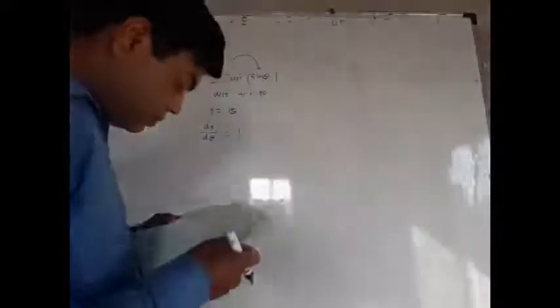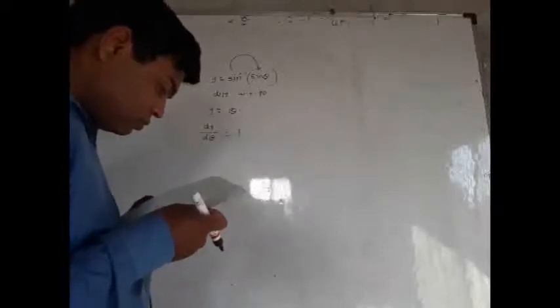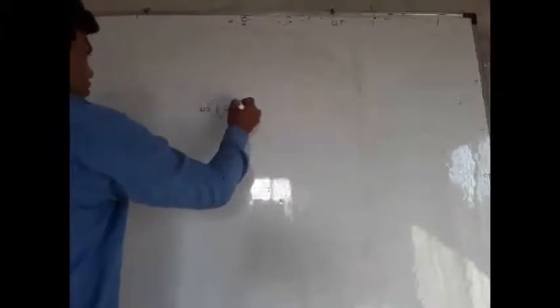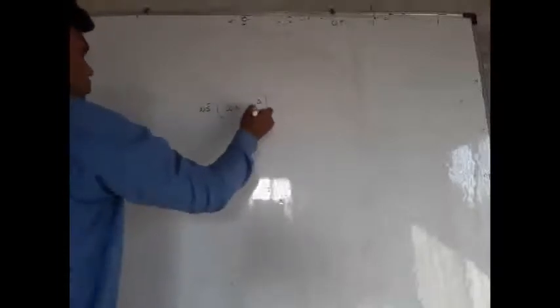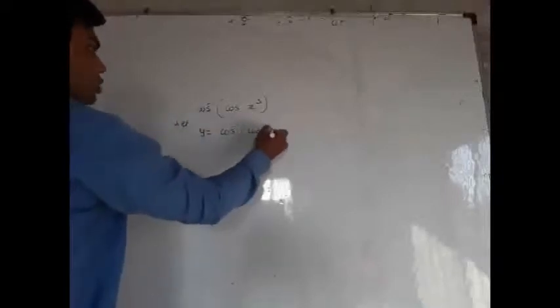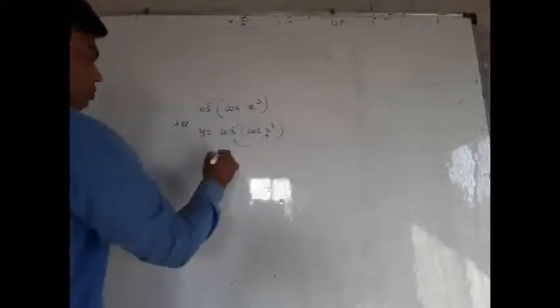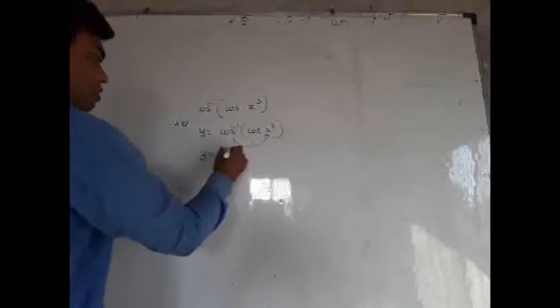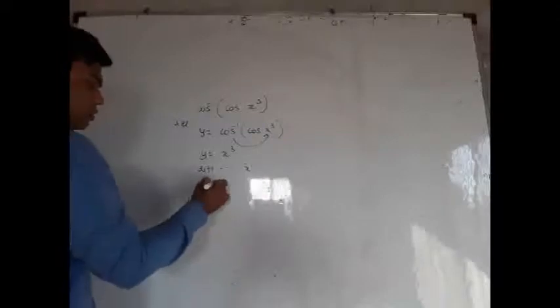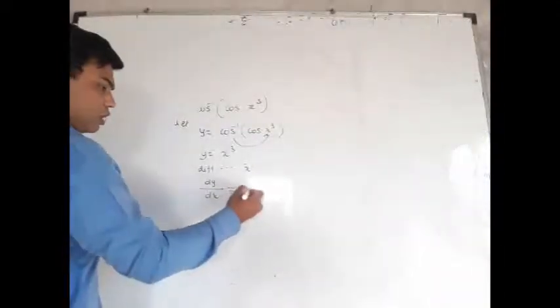Okay. Next term is cos inverse of cos of x cube. Let y is equal to cos inverse of cos x cube. Theta is what? X cube. Then y is equal to cos inverse of cos theta is theta. Then we are going to differentiate with respect to x. dy by dx is equal to what? 3x.